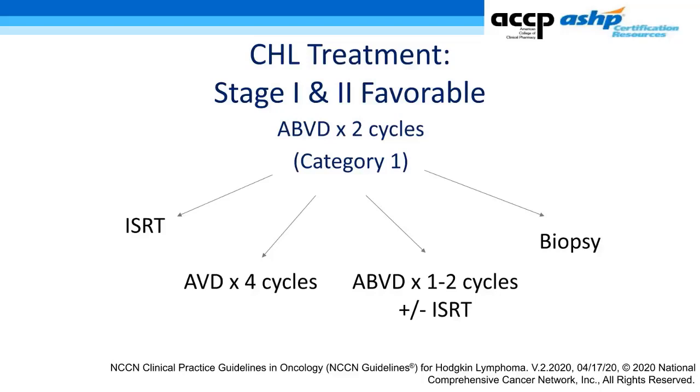So for stage 1 and 2 favorable disease, you would lead off with ABVD times 2 cycles, and that's a category 1 recommendation. You would do a PET and CT scan, and based on the results, you could de-escalate to involved site radiation alone, drop the bleomycin and do AVD for 4 cycles, continue ABVD times 1 or 2 cycles plus or minus radiation, and if you had no response, you would rebiopsy them.